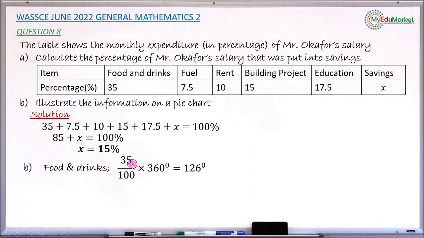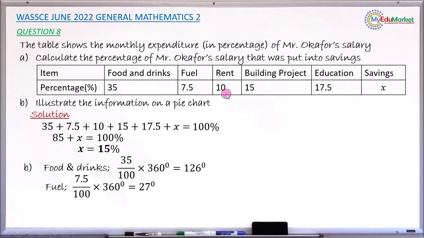The percentage for food and drinks, which is 35%, divided by 100, that is the total percent, multiplied by 360, total angle in a circle. This will give us 126 degrees. So moving on, take the next item, fuel. I will now find its angle. So I'll have 7.5 divided by 100 multiplied by 360. If you do this multiplication and division correctly, you now have 27 degrees. This will be the angle for fuel.